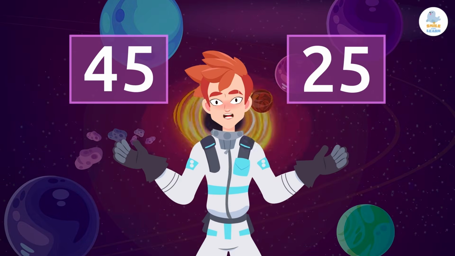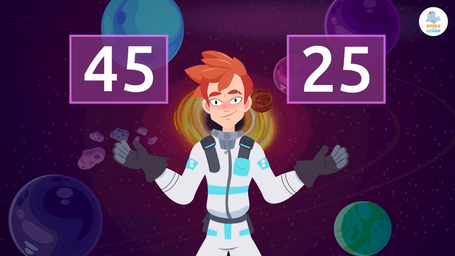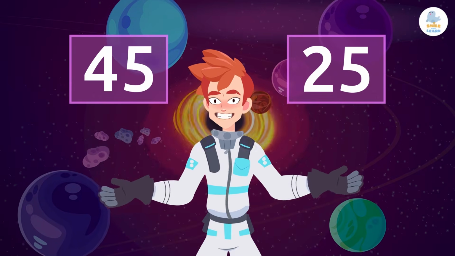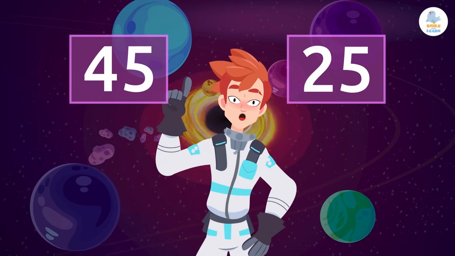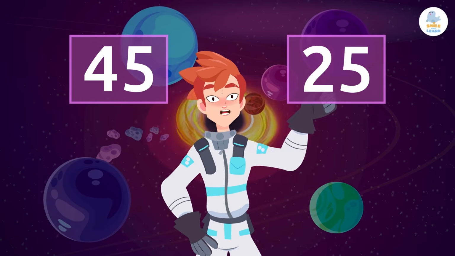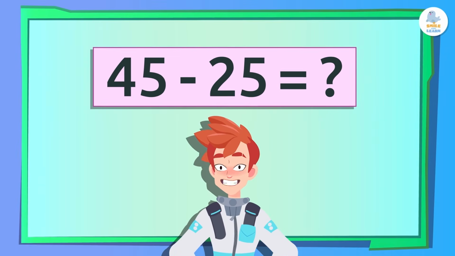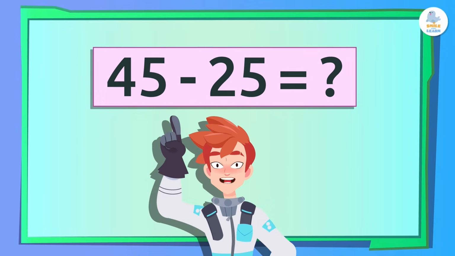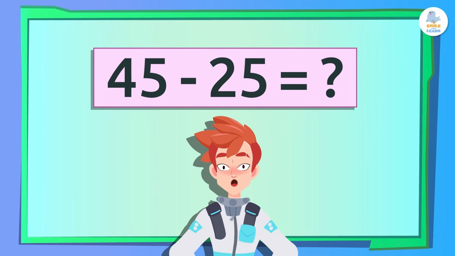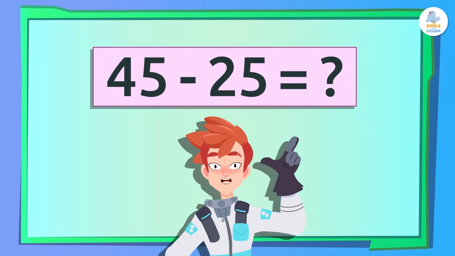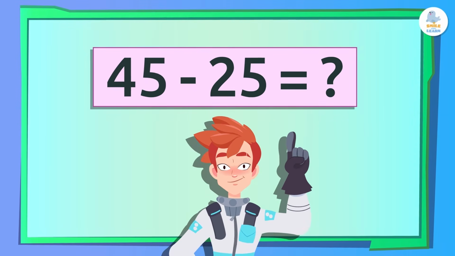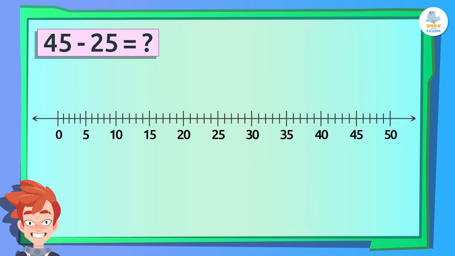There were 45 planets in this galaxy, but 25 disappeared into a black hole. How many planets are left? We have to subtract 45 minus 25, but as I said, we're going to do it in a different way than usual. We're going to use the number line.